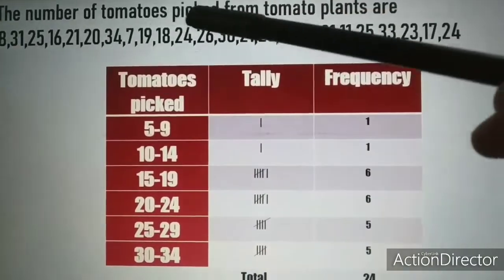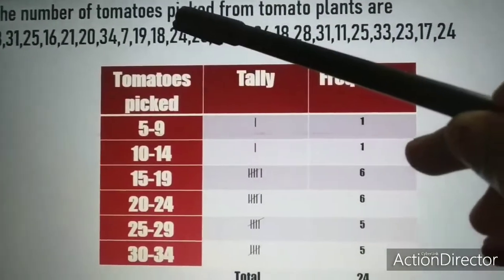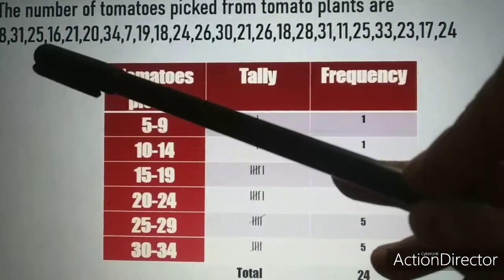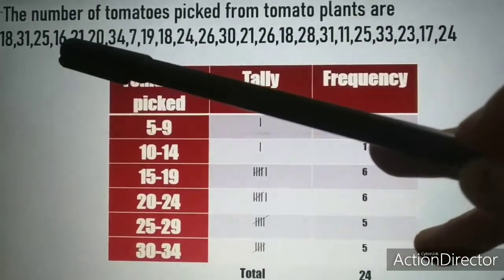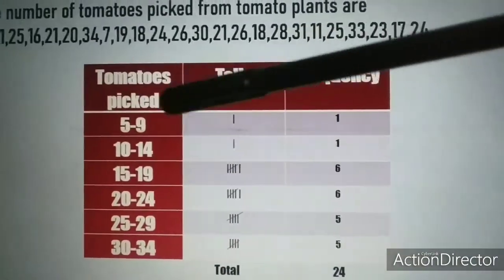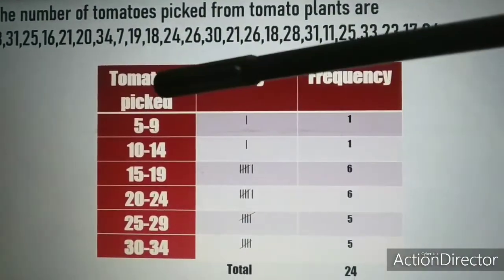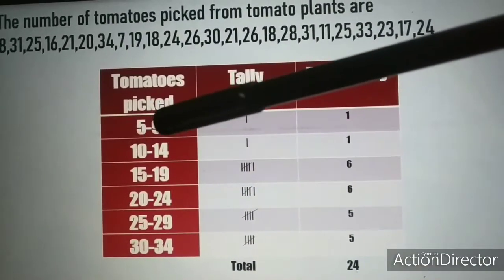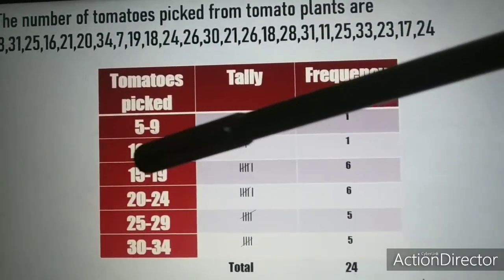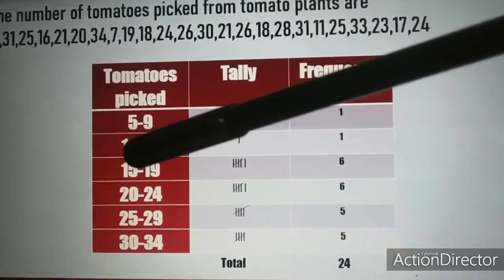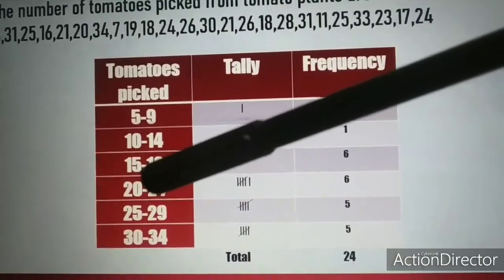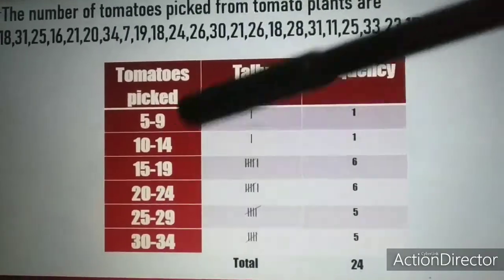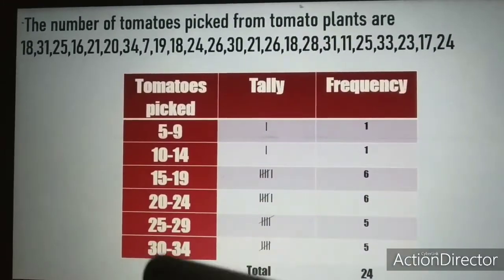Now let us move on to the sums of your exercise. The numbers of tomatoes picked from tomato plants are given over here. First 18, 31, 25, and this goes on. As given in the question, to make the groups like this, we have made the same groups over here. So the first group is 5 to 9, the second one is 10 to 14, the third one 15 to 19, the fourth one 20 to 24, the next one is 25 to 29 and the next one is 30 to 34.